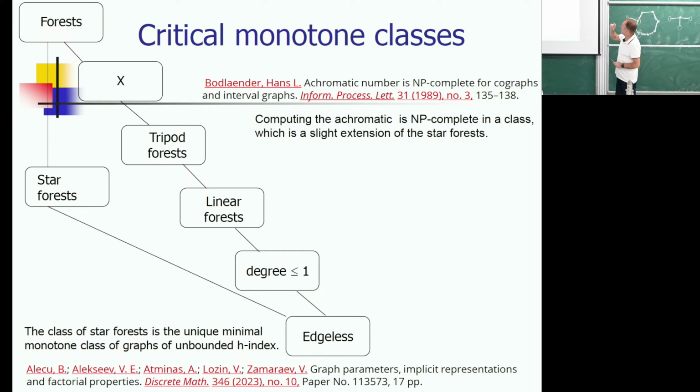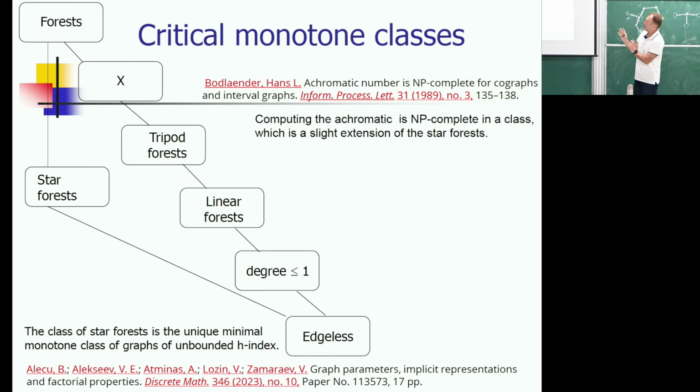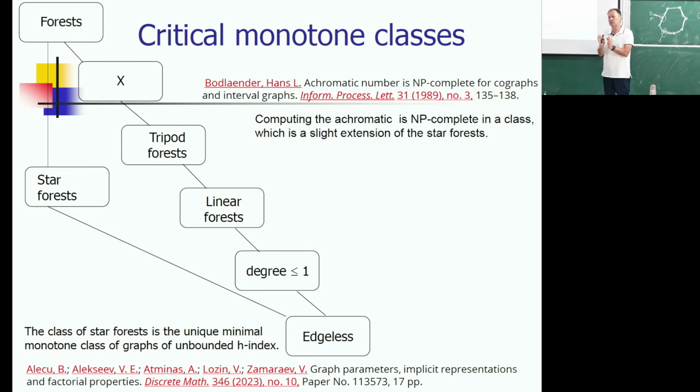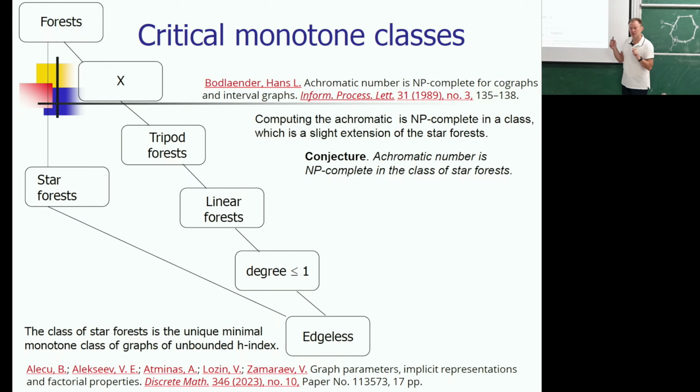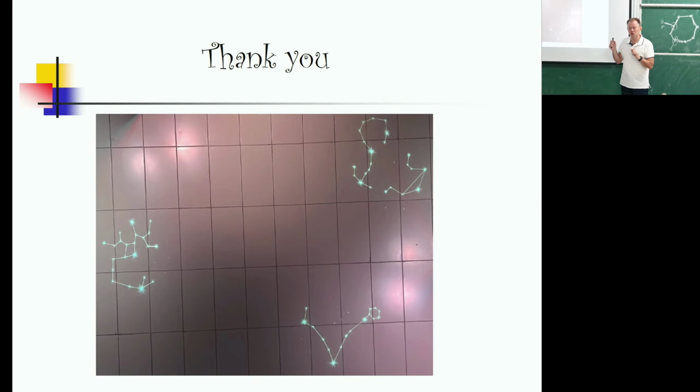Hans Bodlaender, in this paper, written many years ago, proved that computing the achromatic number is NP-complete in a certain class of graphs which is a slight extension of the star forest. In his construction, each connected component of the graph is a star, except one component, which is two cliques joined by a single vertex. And I'm confident that this strange component can be somehow eliminated. It's possible to show that the problem is NP-complete in the class of star forests. It's a conjecture. Final conjecture of my paper.